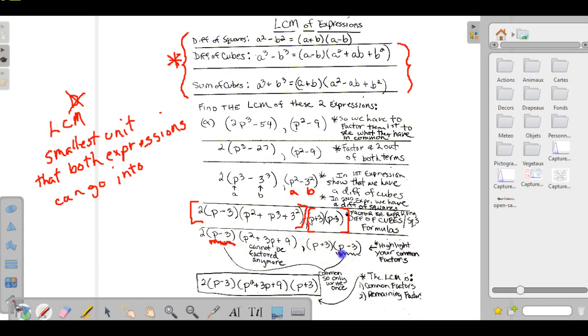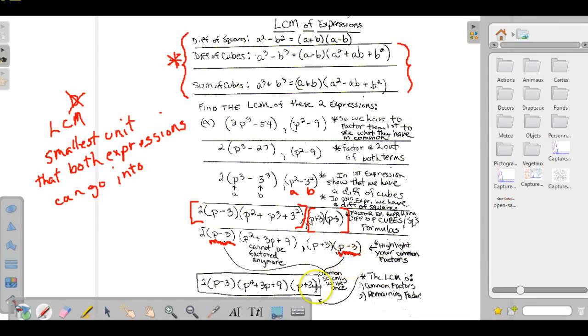The p minus 3 is really the only factor that is common to both expressions, or actually now it's a conglomeration of expressions. So I'll say the left side and the right side. So the p minus 3 is the only factor that is common to both the left side and the right side. So we're not going to repeat that factor.